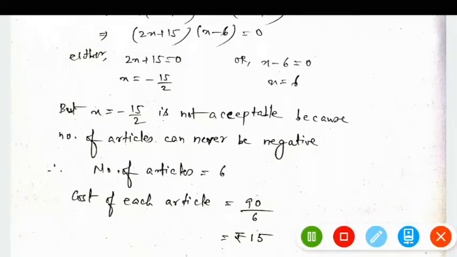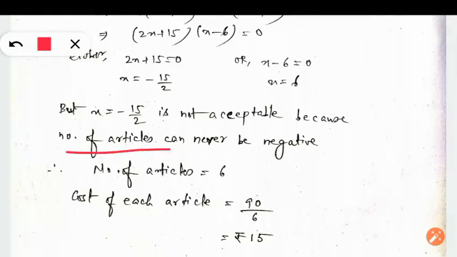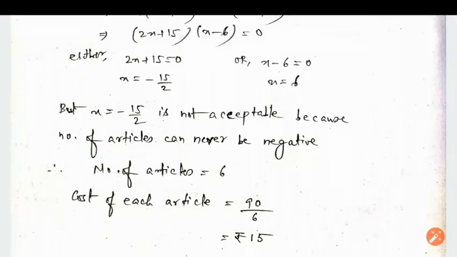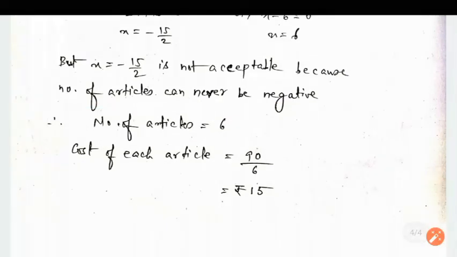Now minus 15 by 2 is not acceptable because number of articles can never be negative. So number of articles is 6, and what was the cost of each article? 90 by 6 is equal to 15.